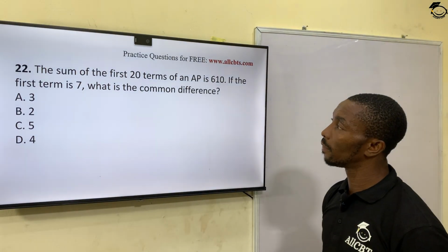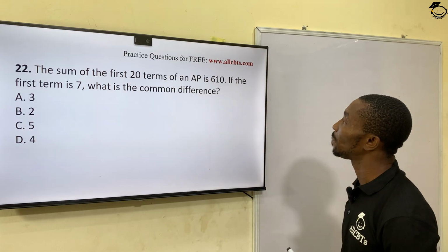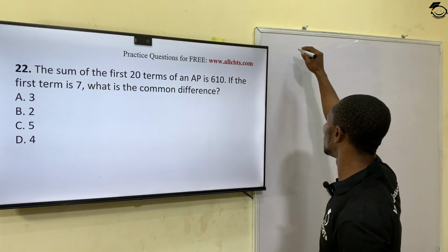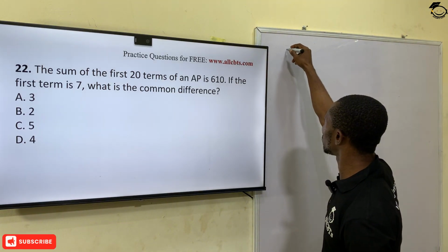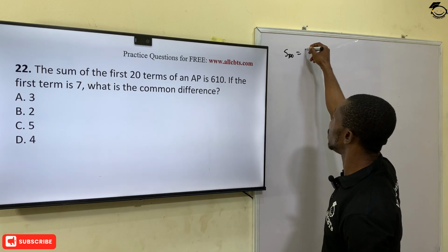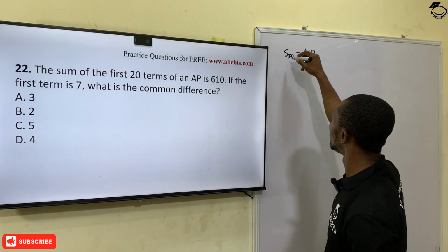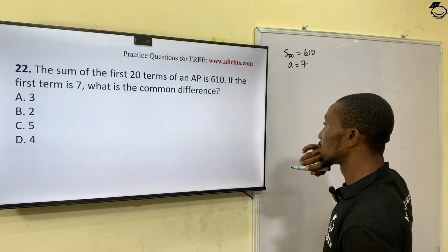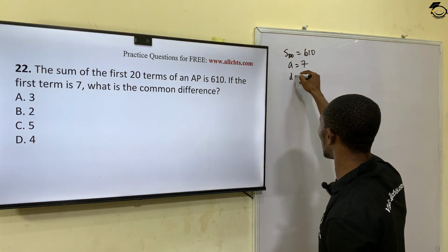The sum of the first 20 terms of an AP is 610. If the first term is 7, now the sum of first 20 terms, S20, is 610, and we have our first term a to be 7. What is the common difference? So we are looking for d.